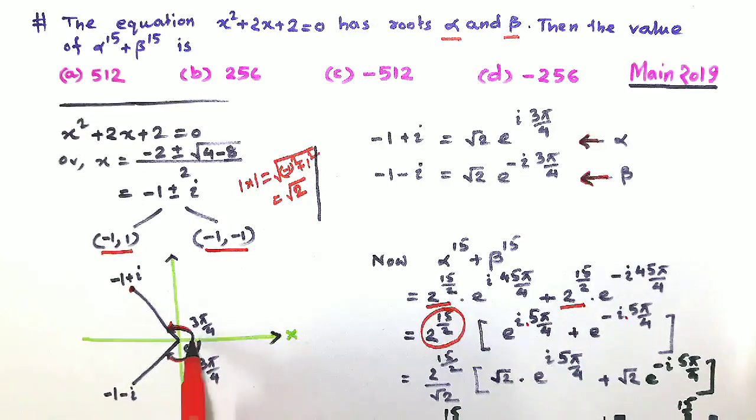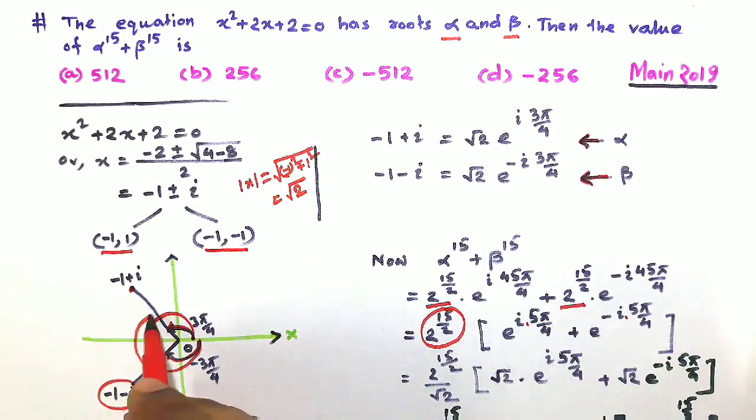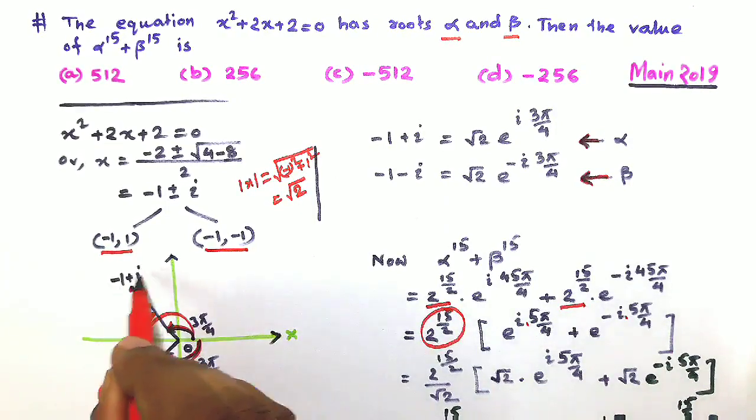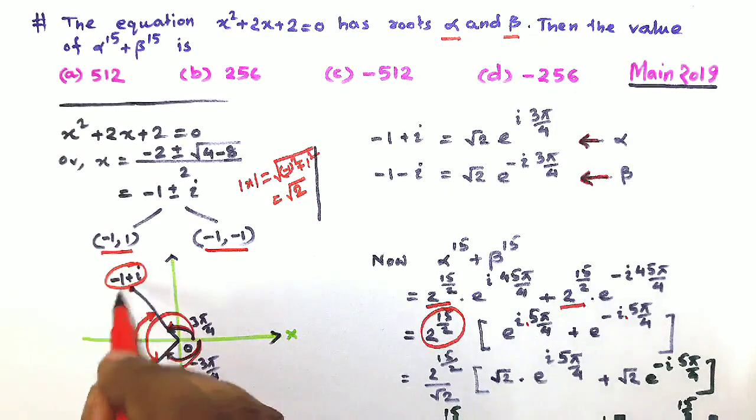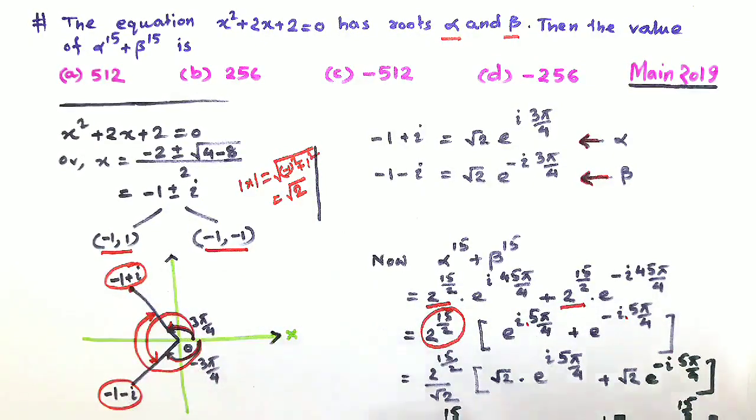From this figure, if you want to get the 5 pi by 4 angle, it is this part. Okay, so e to the power i 5 pi by 4, for this you will have this point minus 1 minus i. And for negative 5 pi by 4 it will be this point minus 1 plus i. That means you have to add these 2 points here.